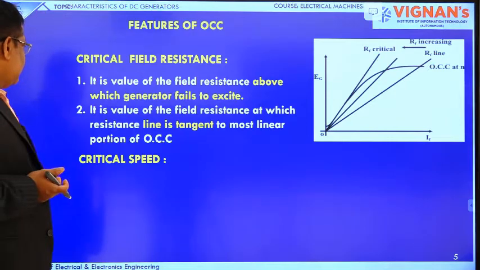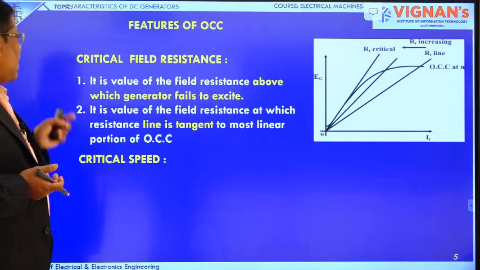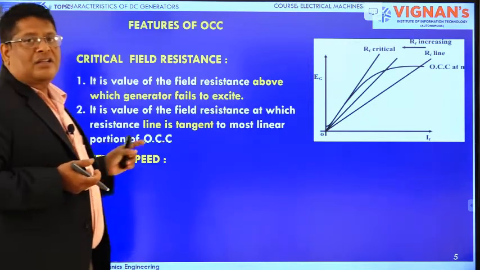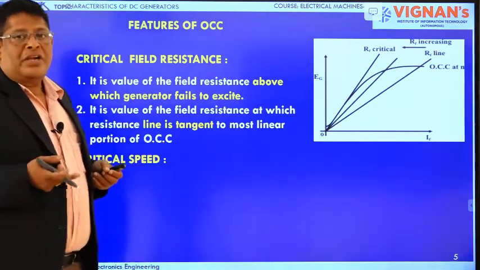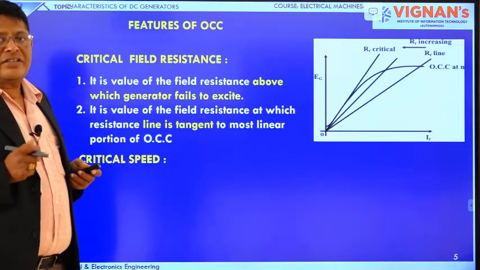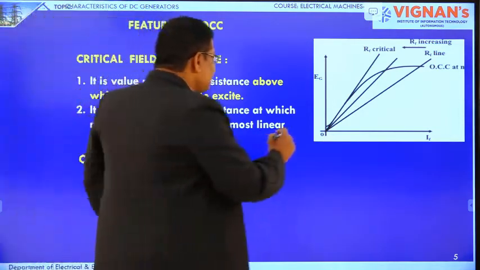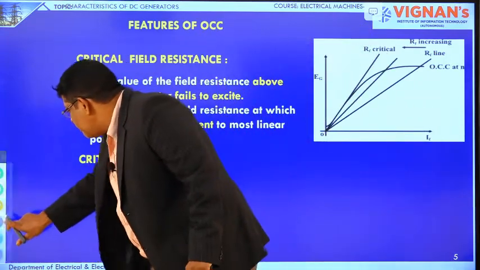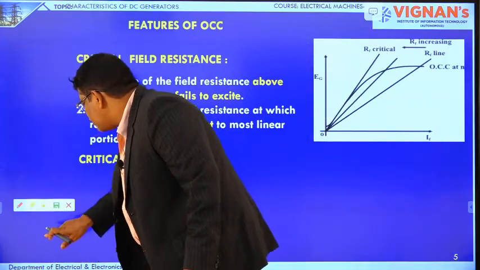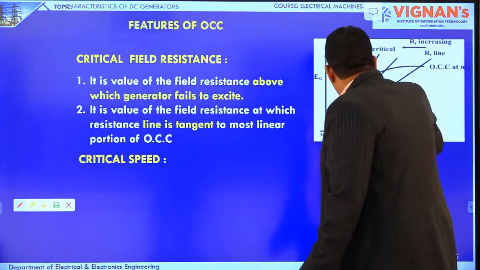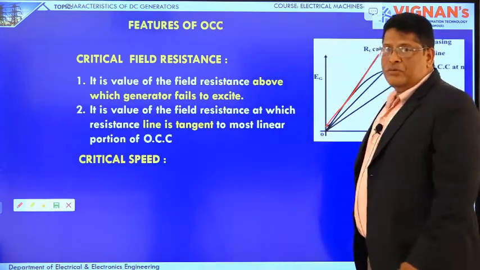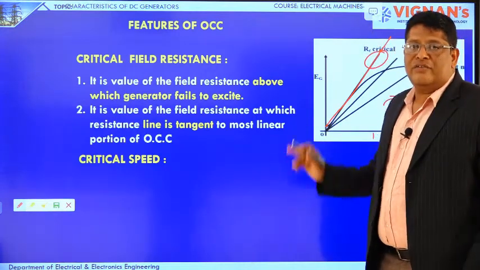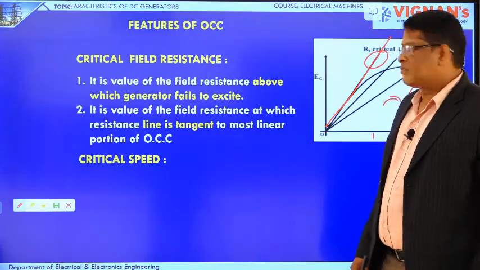Next, the second point. It is the value of field resistance at which the resistance line is tangent to the linear portion of the saturation curve. This value of resistance is nothing but the critical field resistance.